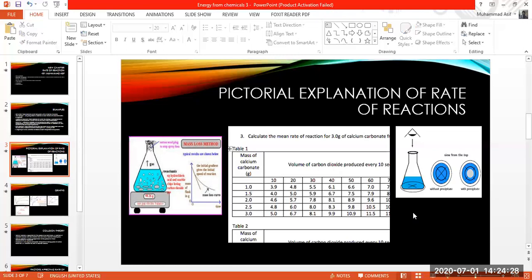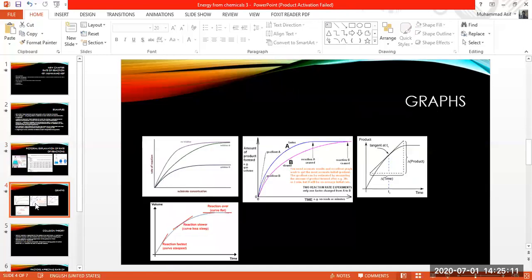Now, if this cross disappears in a very short time, it means that the rate of reaction is very fast. And if the cross disappears after a long time, it means that the rate of reaction is slow. There are so many methods in which we can use different types of apparatus and find out the data. Remember, from all those data, we have to plot the graphs.